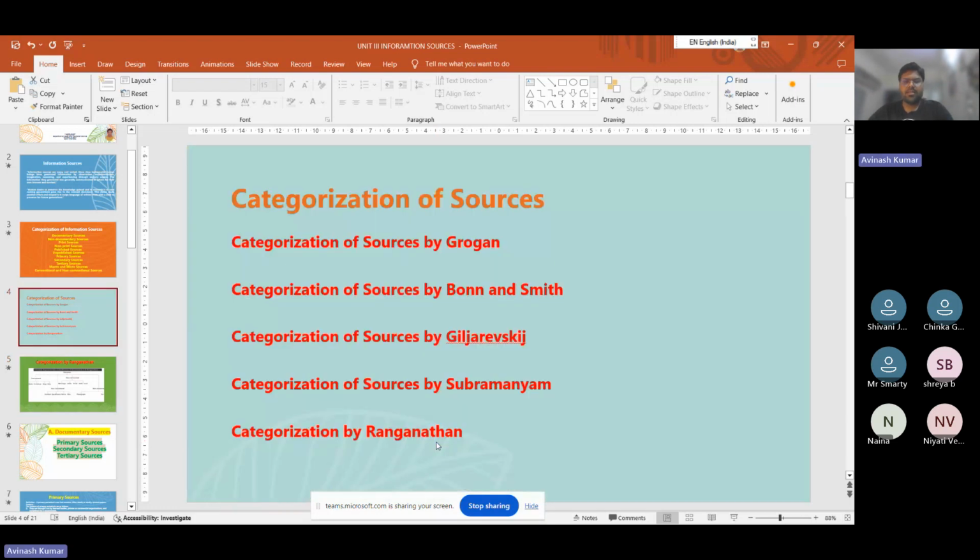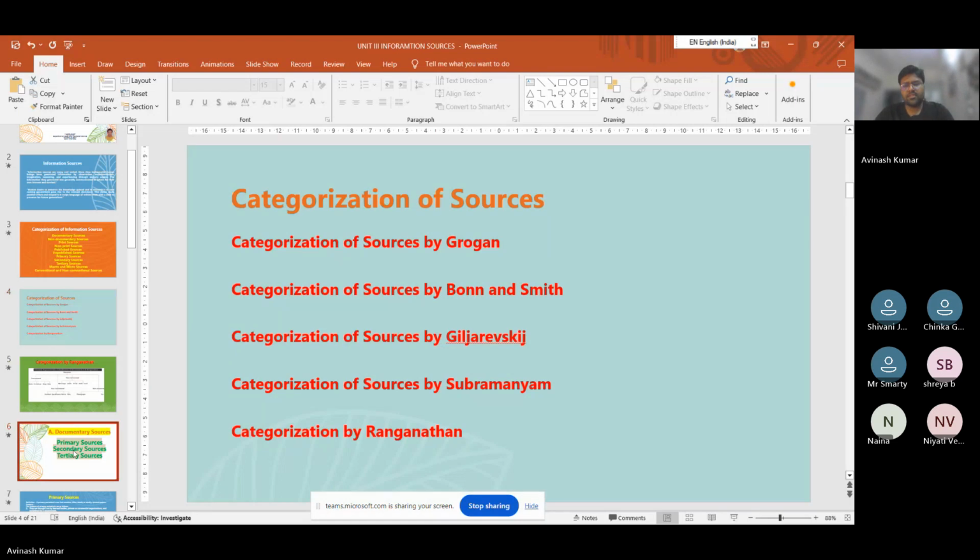In this PPT, you can see Grogan and Bonn Smith. Grogan has given primary, secondary and tertiary. Bonn Smith is also primary, secondary and tertiary. Giljarevsky only primary and secondary, and Subramaniam also primary and secondary. Ranganathan is different: conventional, non-conventional, neo-conventional and meta.